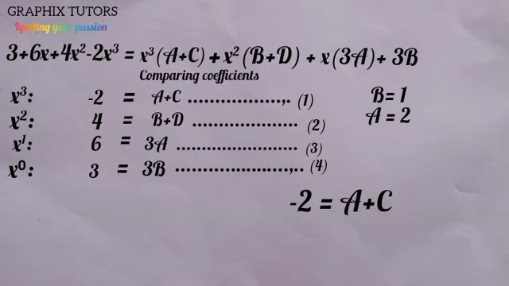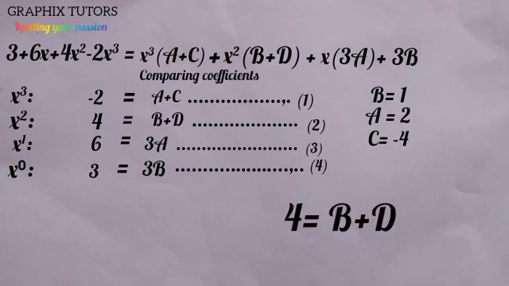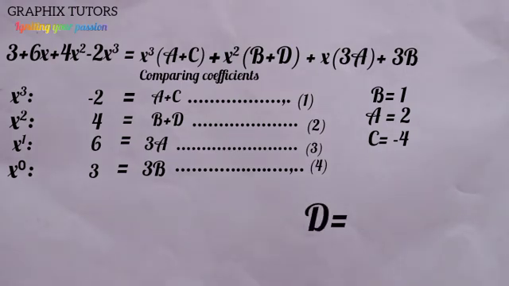So if I put my a, which is equal to 2, in the equation, I'm having minus 2 equals to 2 plus c. So if I make c the subject of the formula, c will be equal to minus 2 minus 2, and that will give us minus 4. Similarly, I'll substitute b into equation 2, and now our b is 1. So we say that for equation 2, 4 is equal to b plus d. So I put my b equal to 1, 4 will be equal to 1 plus d. And d will be equal to 4 minus 1. So d is equal to 3. So this is what we have.